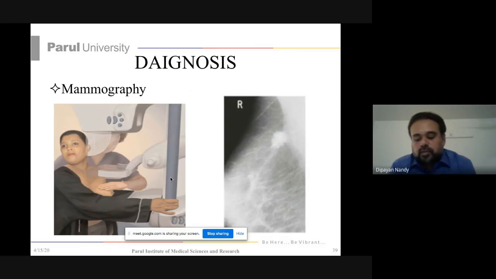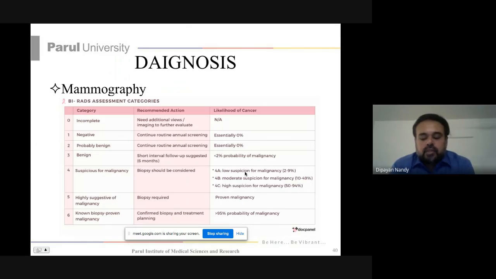So going with the imaging part, the main imaging, the gold standard now, of course, is mammography. As you can see in this image, the breast is pressed between two plates and a radiation X-ray. It's nothing but a form of specialized X-ray, and this is the kind of image which we get. There are usually two views taken: the craniocaudal and the mediolateral oblique, and depending on that, the reporting is done. The mammography is reported classically by what is called the BI-RADS classification, which you can see here. It's available anyway, so you can go through it later.